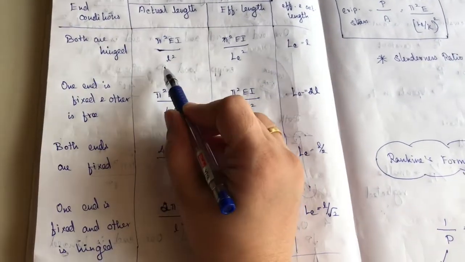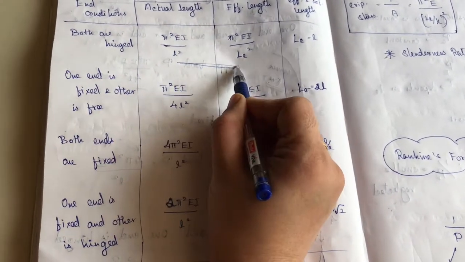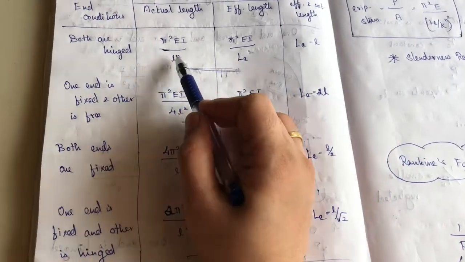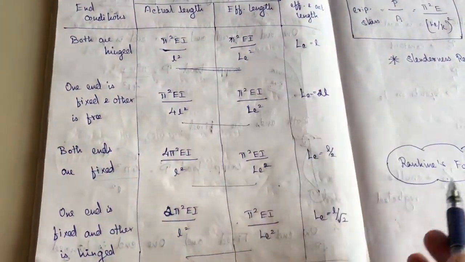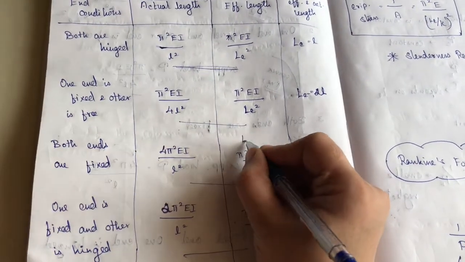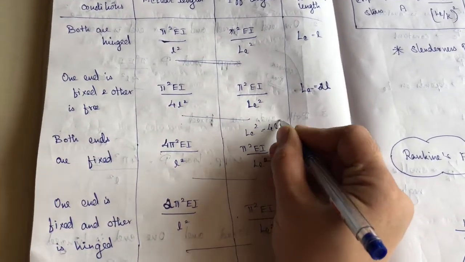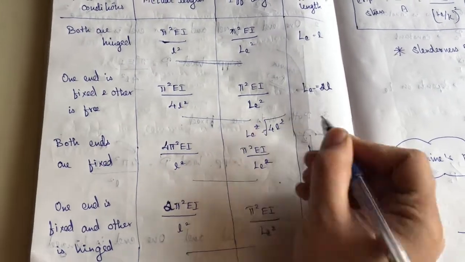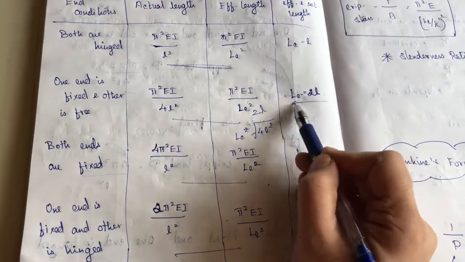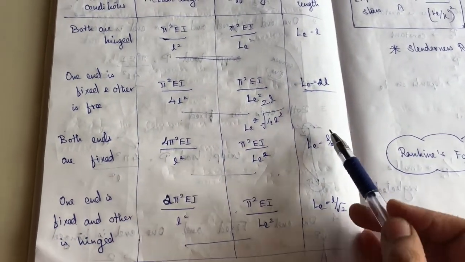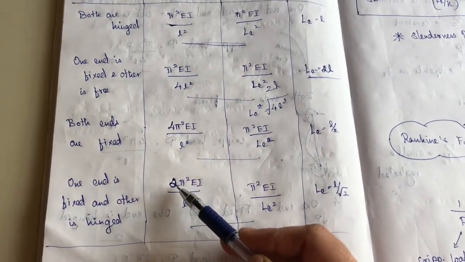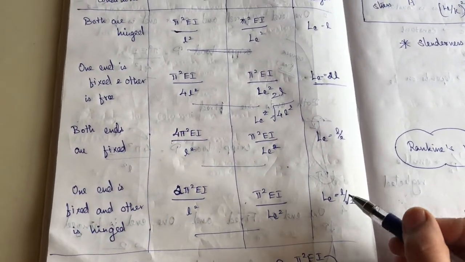After that, just compare these 2 formulas. If you compare this, LE will become L. So LE is equal to L here. Here, LE is equal to 2L, because this is LE square and 4L square. If you take the square root, it will come as 2L. So LE is equal to 2L. Here L by 2, because here 4 is in the numerator. Here 2 is in the numerator. So LE will be equal to L by root 2.